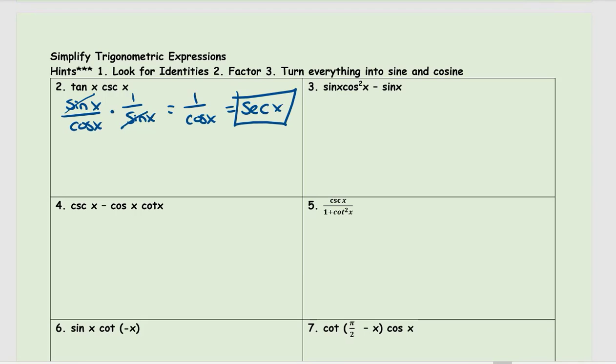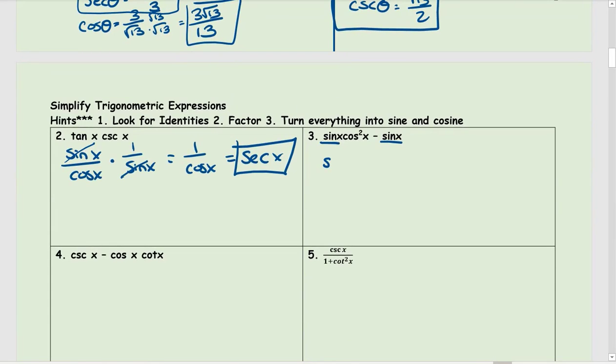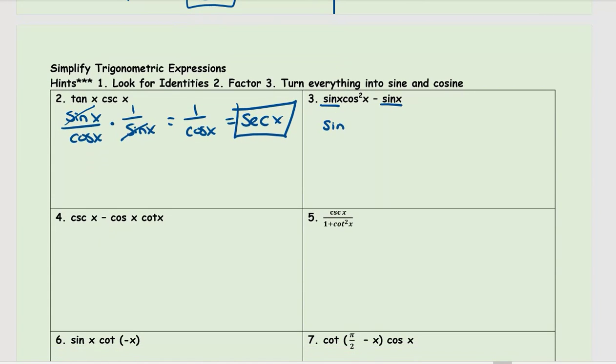Okay. Let's look at number 3. So you have sine x cosine squared x minus sine x. Now, the first thing I see here is they both have a sine of x. So what I'm going to do is factor out a sine of x. Remember, factoring basically means you're pulling it out, you're dividing out sine of x. Both terms have a sine of x, so I'm going to pull that out. And then after you do that, you're left with a cosine squared x, and then sine of x divided by sine of x is going to be 1.